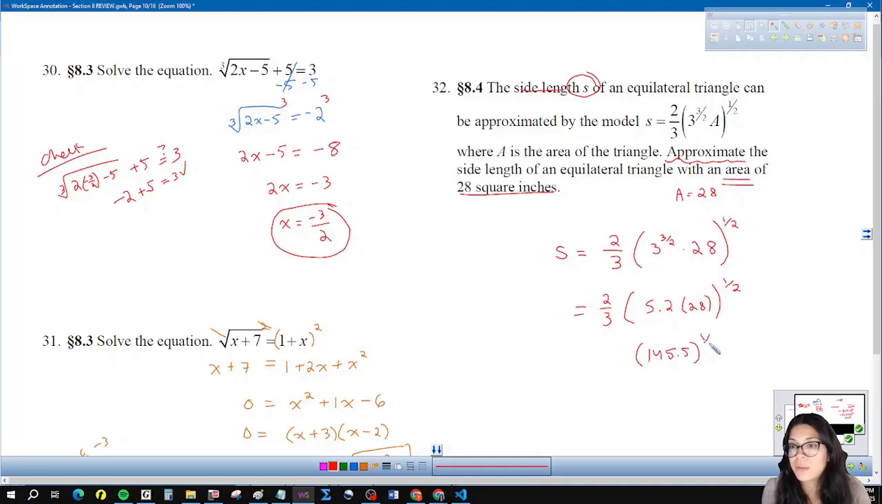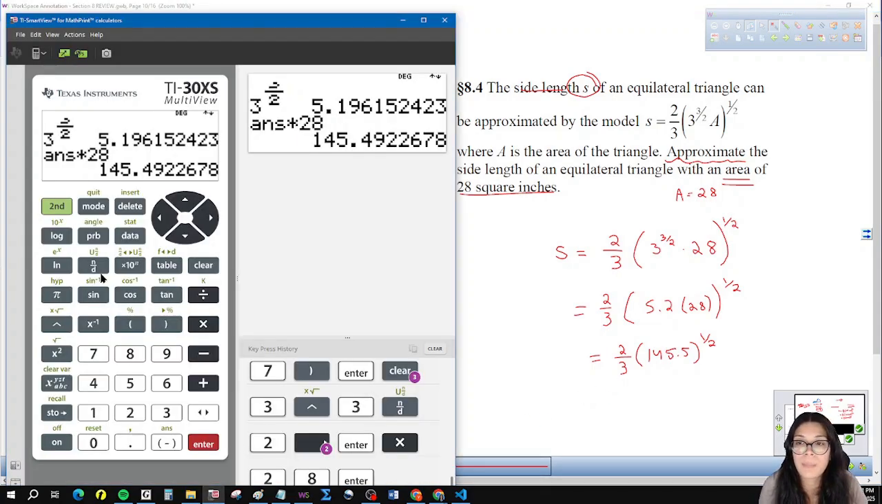And then the 145.5 has the power 1/2 and is also multiplied by 2/3. Now remember, we must follow order of operations, which is why I went inside of the parentheses first, and why I did exponents before I did the multiplication. So same thing is true here. I must do order of operations, so I must do the exponent before I do the multiplication. So just be careful, because you want to make sure that you follow the order of operations.